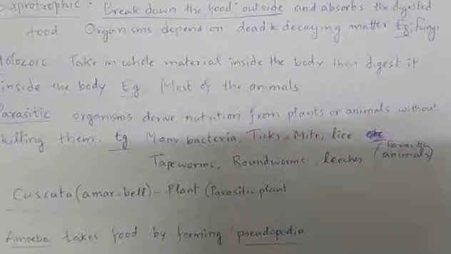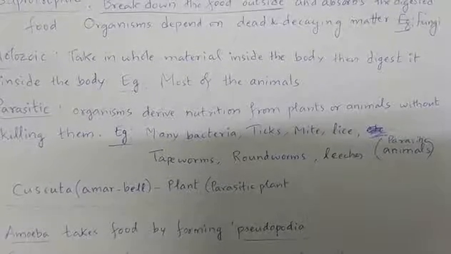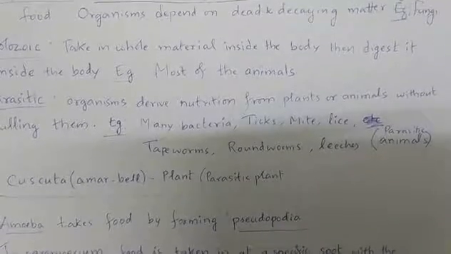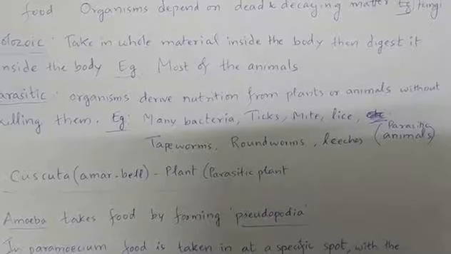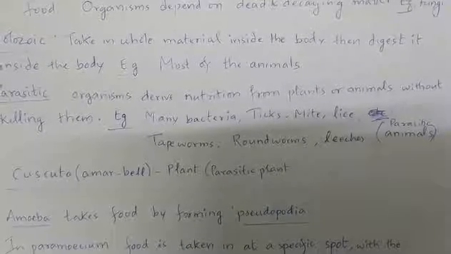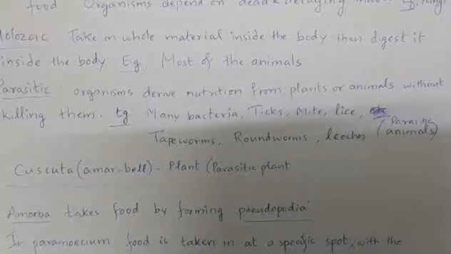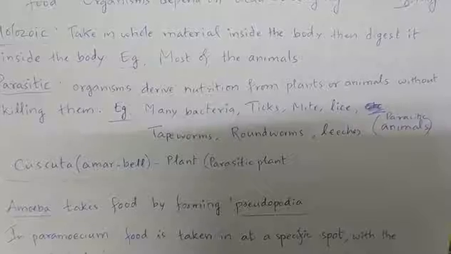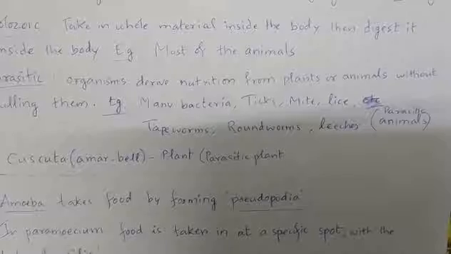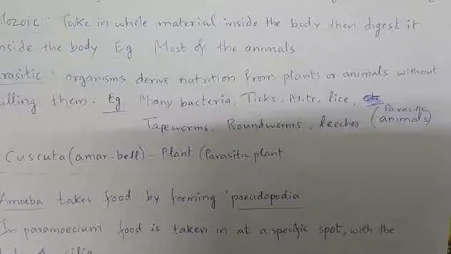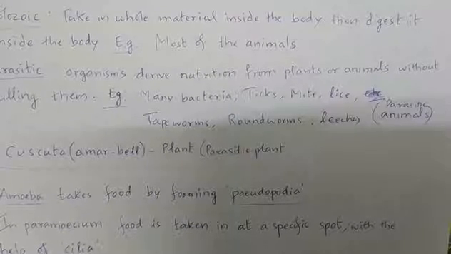Parasitic organisms are different from saprotrophs and holozoic ones. They derive nutrition from plants or animals without killing them. Means they just stay on the animal or plant and take their food. And when they take the food, the animal or plant is not going to die. Even sometimes it is unnoticed. Many bacteria do it. Ticks, mites, lice, mosquitoes, tapeworms, roundworms, leeches, all these are parasites.